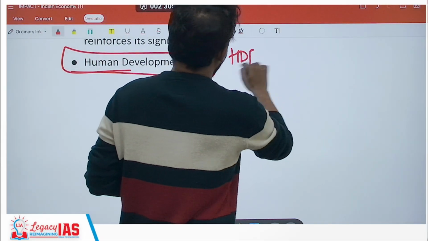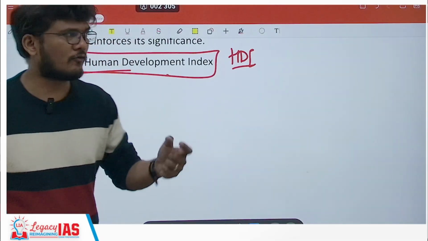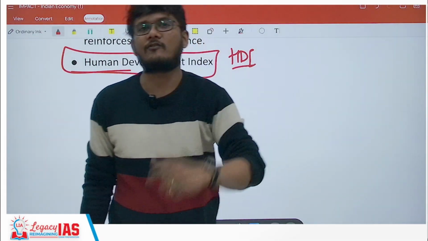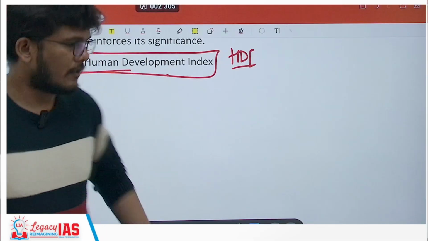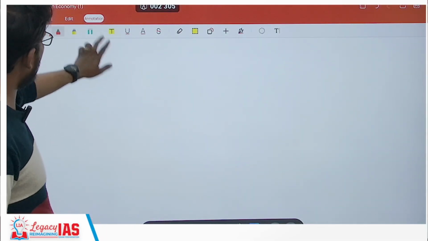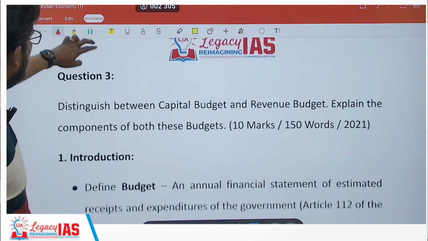HDI is having low, medium, high, and very high. So we can move towards the high, which is our next logical step forward. So I hope this question is clear. Let's move on to the next one, question number 3.